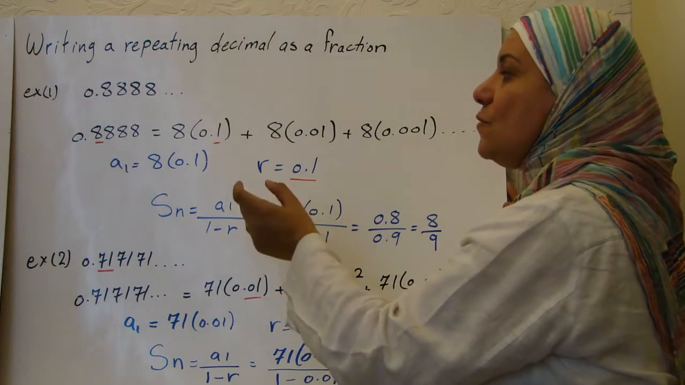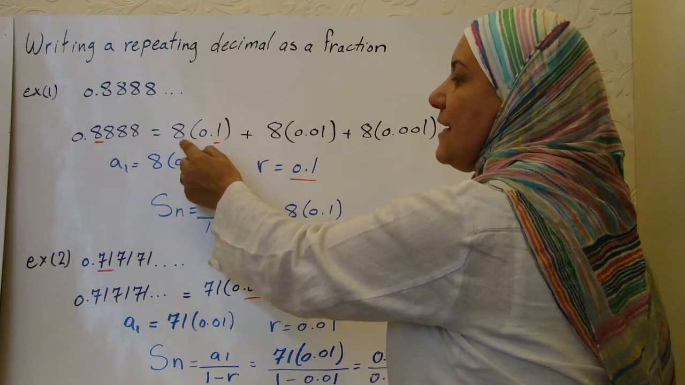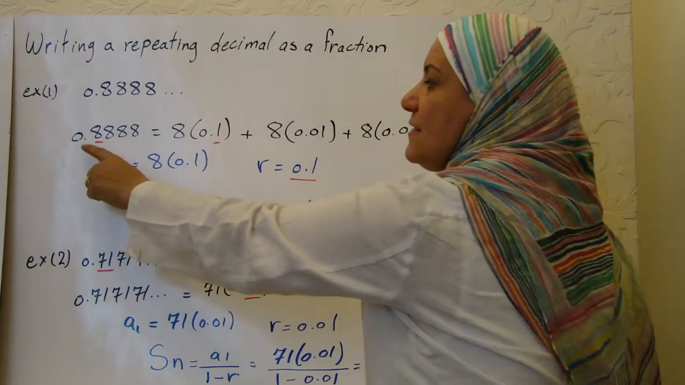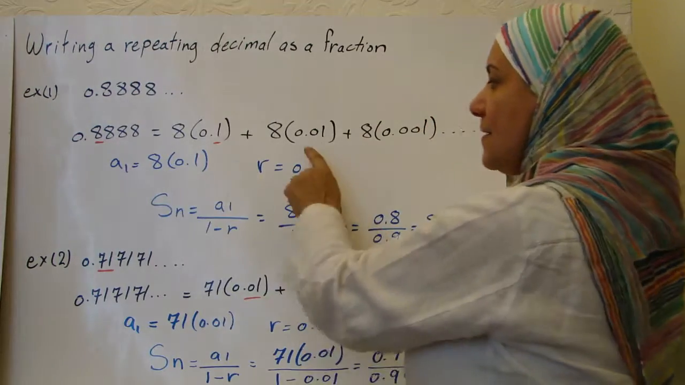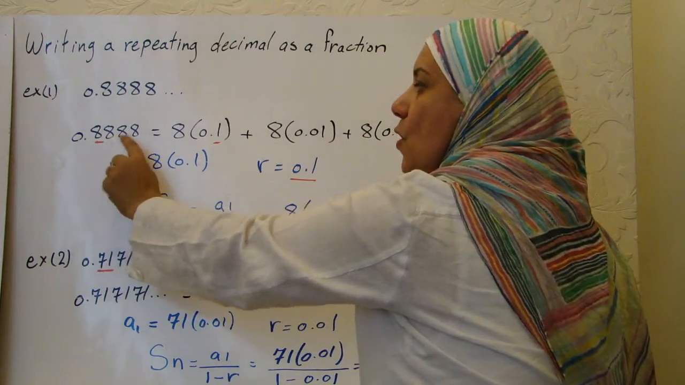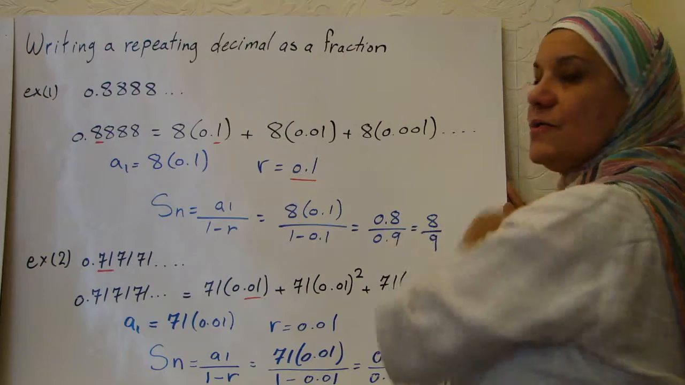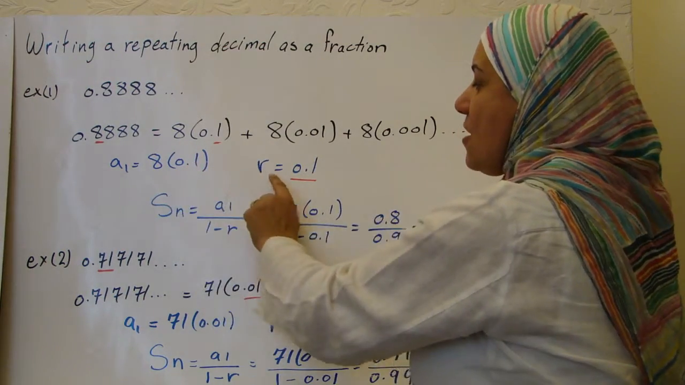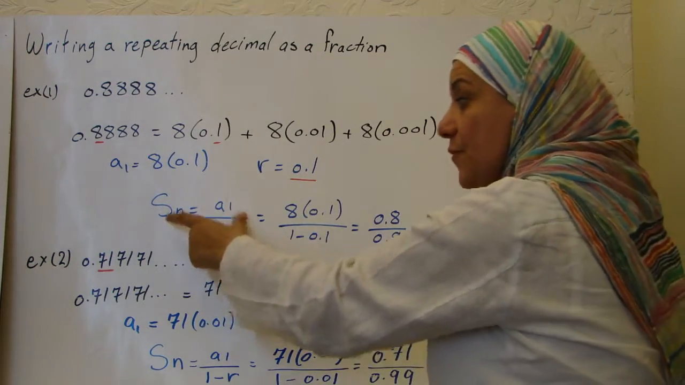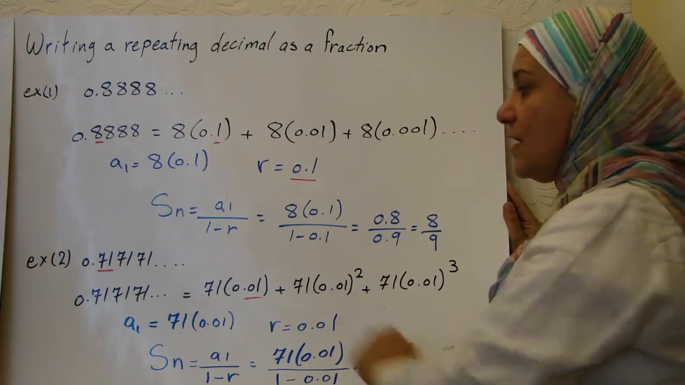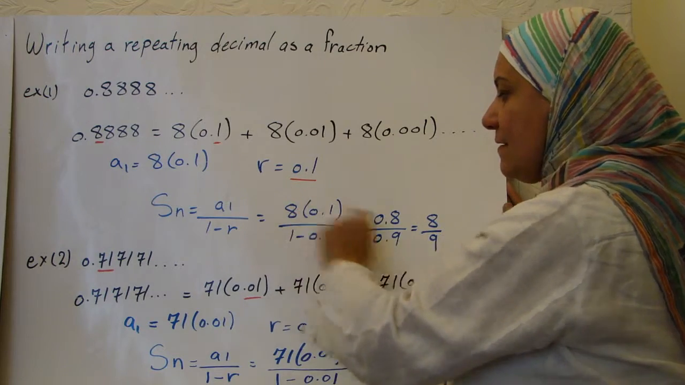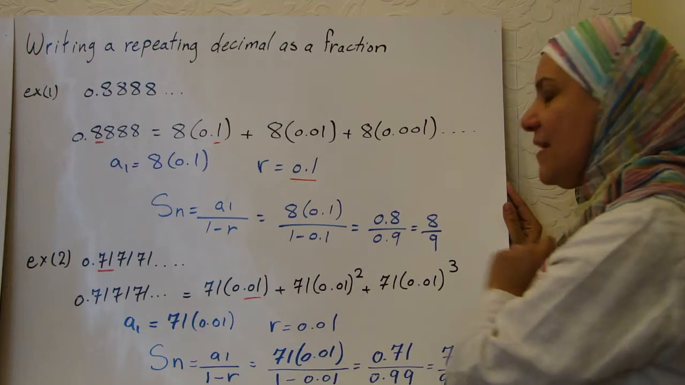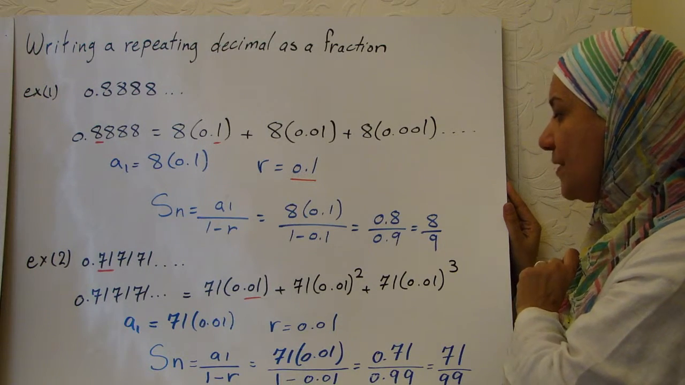So I'm going to assume that my first term is 8 times 0.1, which is 0.8. And my second term is 0.08. My third term is 0.008, and it goes on. So my first term is a, and my r is 0.1. I'm going to put them in this rule. I'm going to find a1, 8 multiplied by 0.1, over 1 minus 0.1. I get my answer, 0.8 over 0.9, which is 8 over 9.